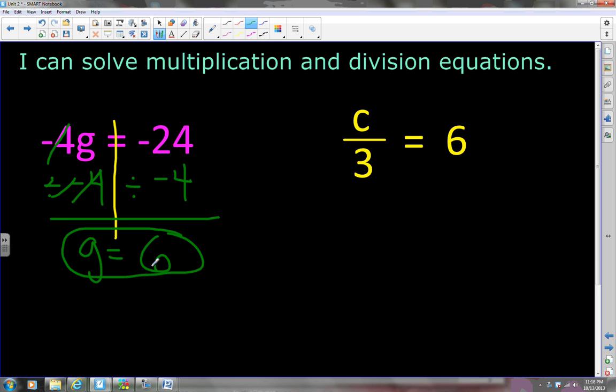Quick mental check. Let's go ahead. Is -4 times 6 -24? And the answer is yes. So I feel good about this answer. Let's look at the second one.